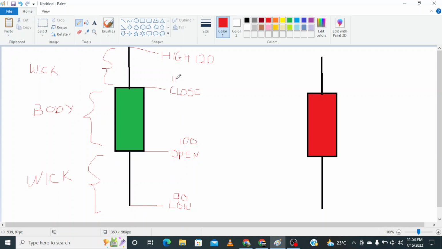Okay, simple, nothing complicated yet, right? So what you can say is the price opened at 100, the high made was 120, the low made was 90, and the closing was at 110. So the price is increased, thus it's a green candle, bullish candle.